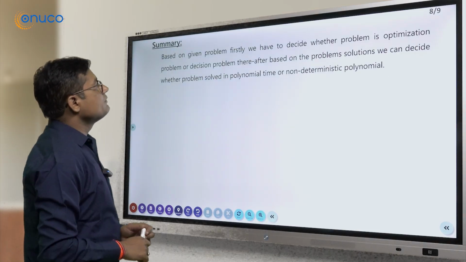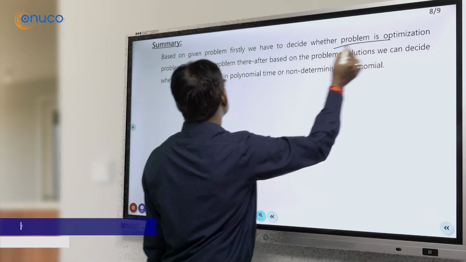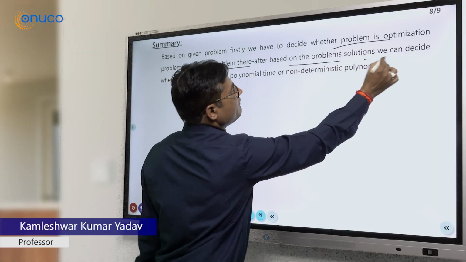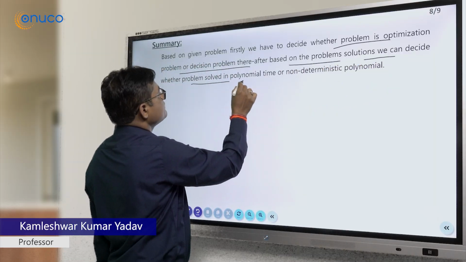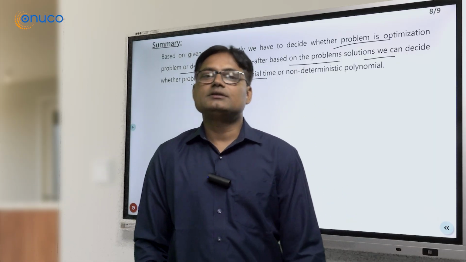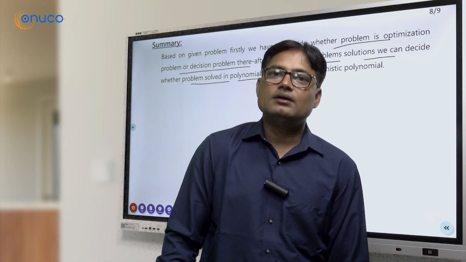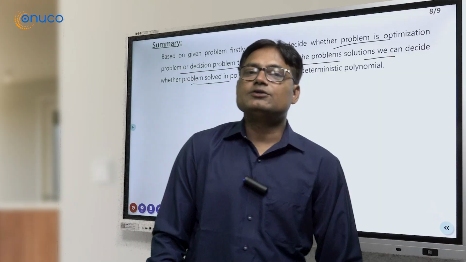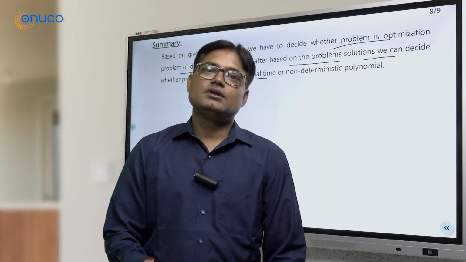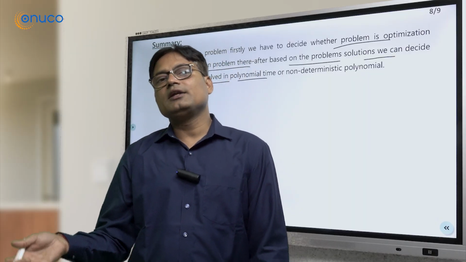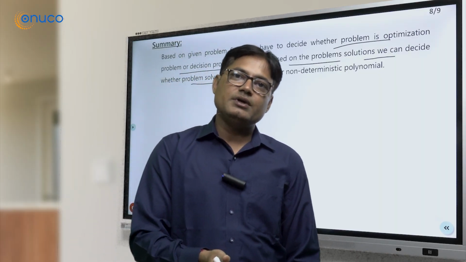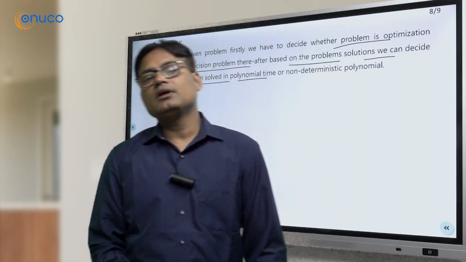Summary: based on the given problem, firstly we have to decide whether the problem is an optimization problem or a decision problem. Thereafter, based on the problem solutions, we can decide whether the problem is solved in polynomial time or non-deterministic polynomial time. If it is polynomial time, we say it is a part of P problems, otherwise it goes towards NP problems. Again, in NP problems, if we can make our decisions, it is a part of NP complete, otherwise it goes towards NP hard problems.